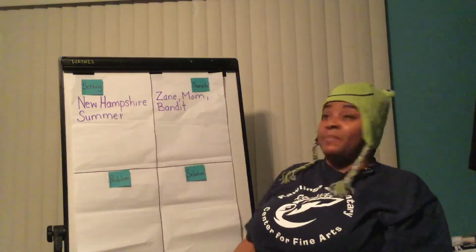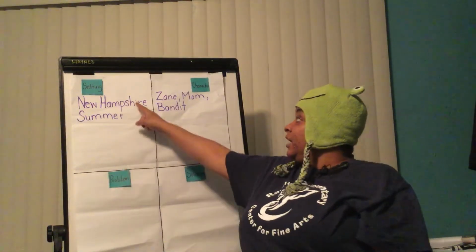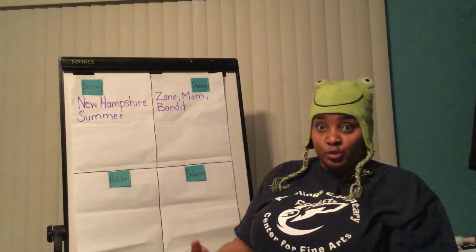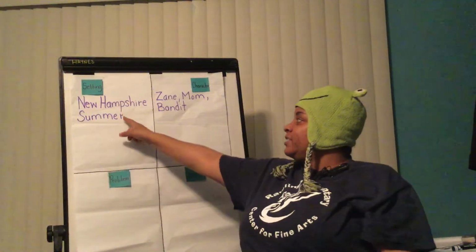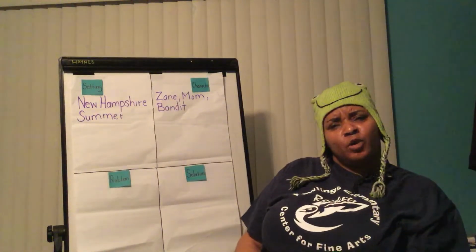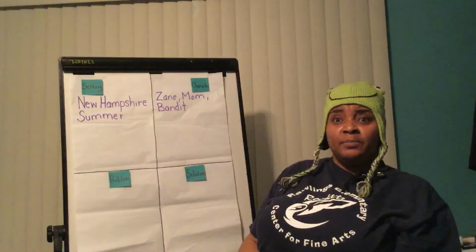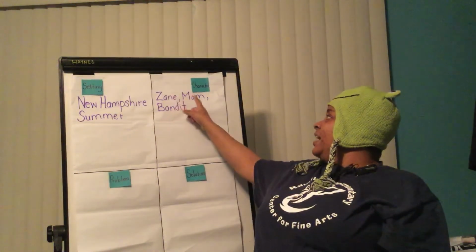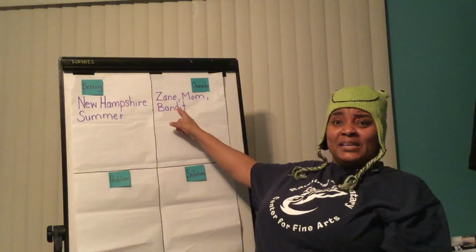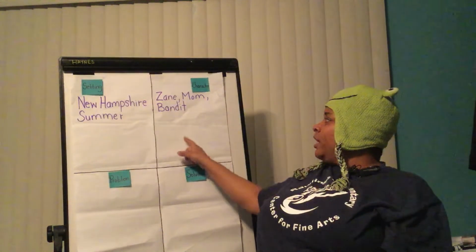Well, I've already got my setting up here. One of them is New Hampshire, which is where Zane is from. And we know that it's in the summer. I wonder if I'll come across a new setting today to add in there. And I've actually got a couple of characters up there: Zane, Mom, and Bandit. I wonder if I'll add any more characters there.